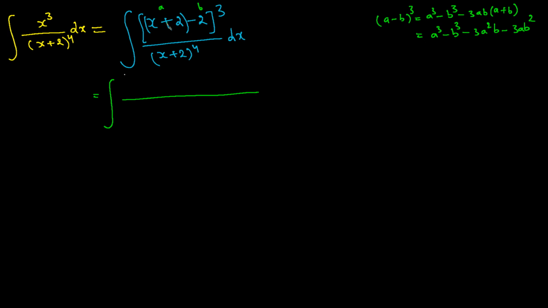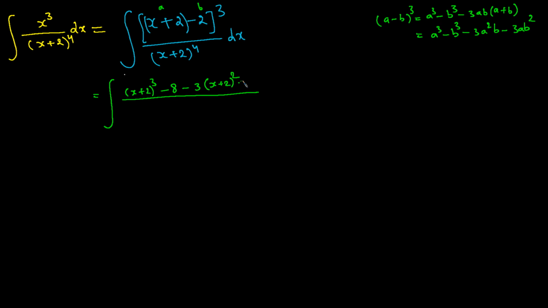So a cube means a is x plus 2 cube, minus b cube. B is my 2, and 2 cube is 8. 2 times 2 is 4, times 2 is 8. And then I got minus 3 a square, and a is again x plus 2 square, and b is 2.